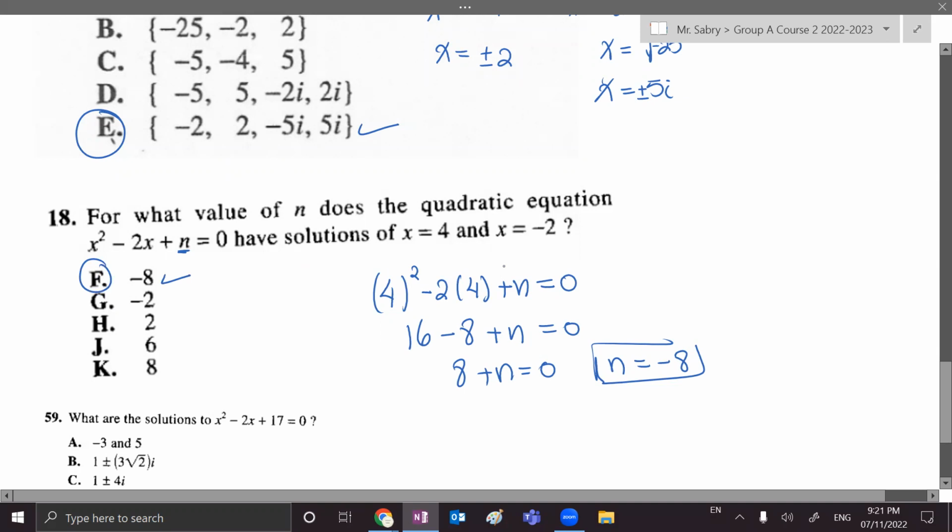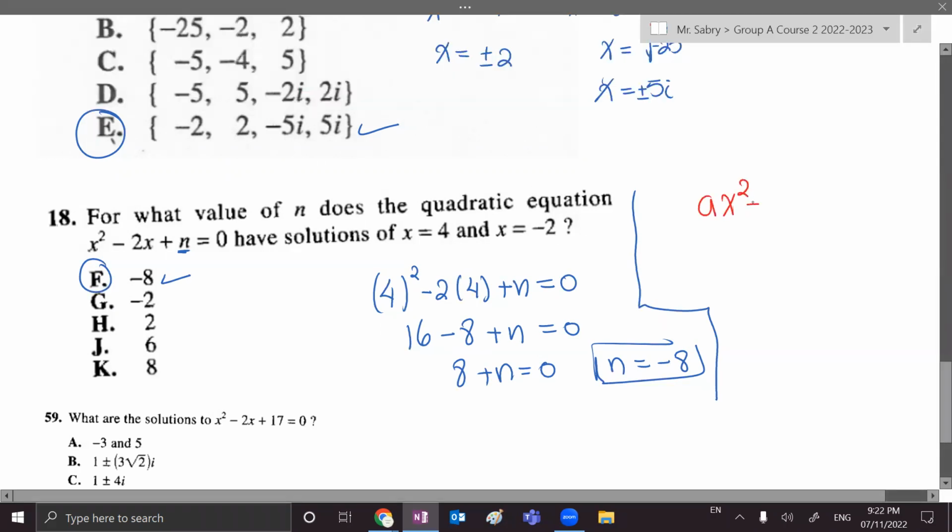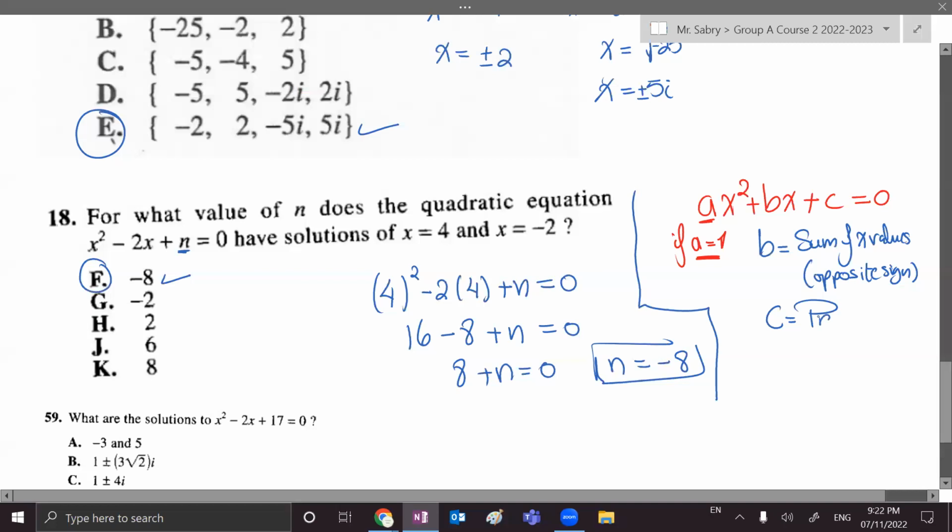Not the fastest, though. Because there's another thing that I wanted you to remember, please, which is the fact that in the standard form of the quadratic equation, which is this form here, if and only if a equals 1, b is considered the sum of the x values, but with the opposite sign, while c is considered the product of the x values with the same sign.